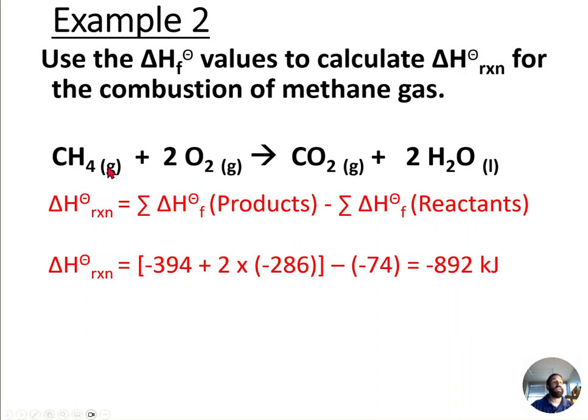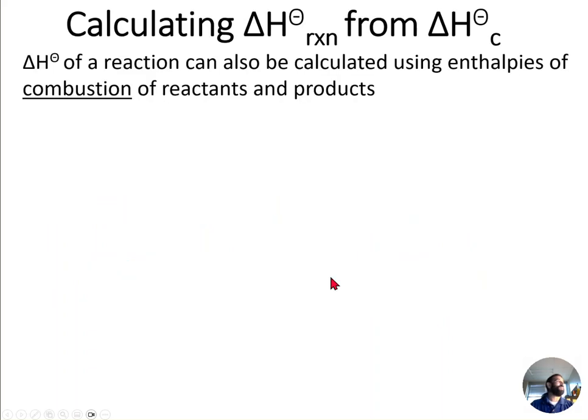All right, so the beautiful thing about this, if you're using formation data, you can actually check your answer in the data booklet. This is the enthalpy of combustion of methane because it's the energy released when we burn 1 mole of methane. If you look in the data booklet, it says that value. In table 14, it says it's negative 891. So this method works pretty good.